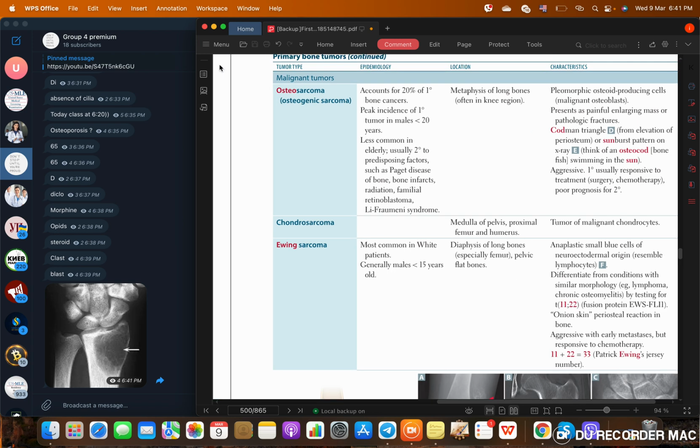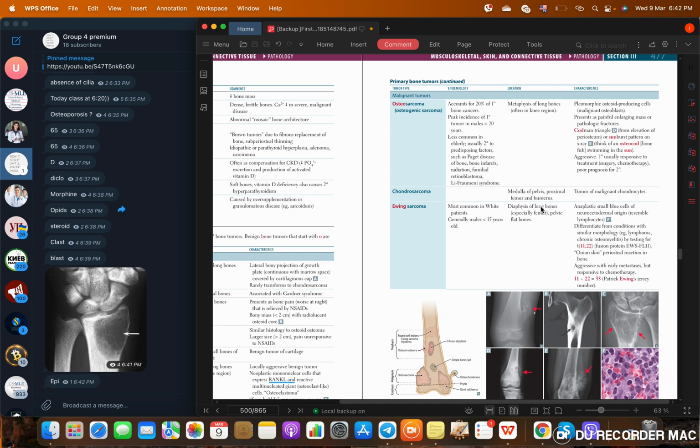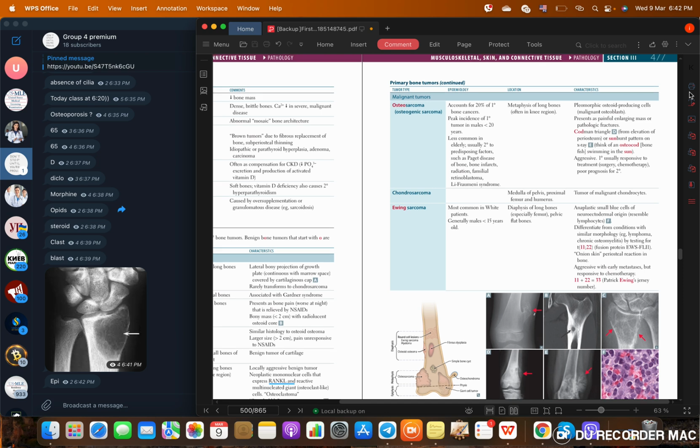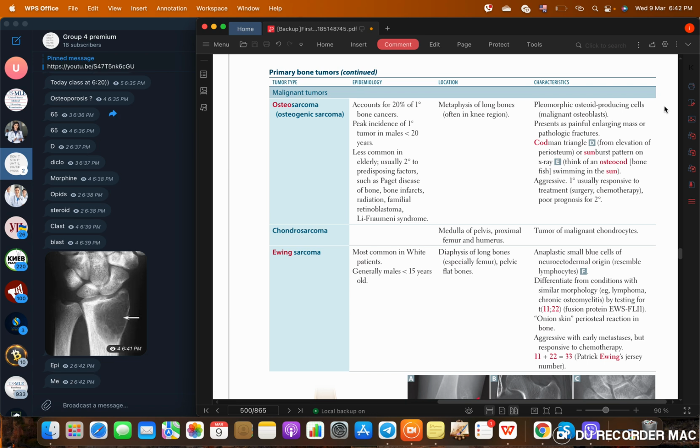Now let's speak about the malignant ones. We have osteosarcoma, chondrosarcoma, Ewing sarcoma. Notice, all of the bone, what do we consider the bone? Are we considering the bone to be an epithelial tissue or some type of mesenchymal tissue? No, the bone is not an epithelial tissue. It's a mesenchymal tissue. The glands, what do you think about the glands? Glands are epithelial tissue.